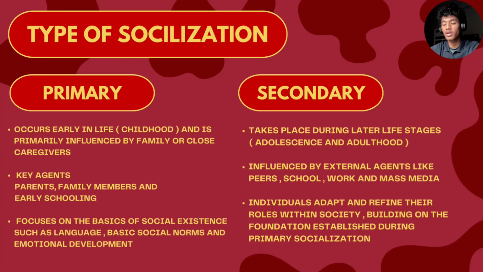There are two types of socialization. The first one is primary, occurs early in life and is primarily influenced by family or close caregivers, key agents such as parents, family members, and early schooling. It focuses on the basics of social existence such as language, basic social norms, and emotional development. For the secondary, it takes place during later life stages, influenced by external agents like peers, school, work, and mass media. Individuals adapt and refine their role within society, building on the foundation established during primary socialization.